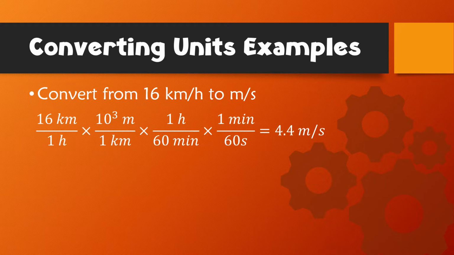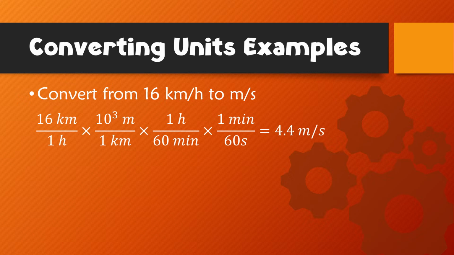One final example. I have 2 more examples. We're going to convert from 16 kilometers per hour to meters per second. This is a conversion that you will likely be doing within the first few units in physics. We start out writing it as 16 kilometers in 1 hour. We're going to convert from kilometers to meters first by multiplying by 10 to the third meters over 1 kilometer.